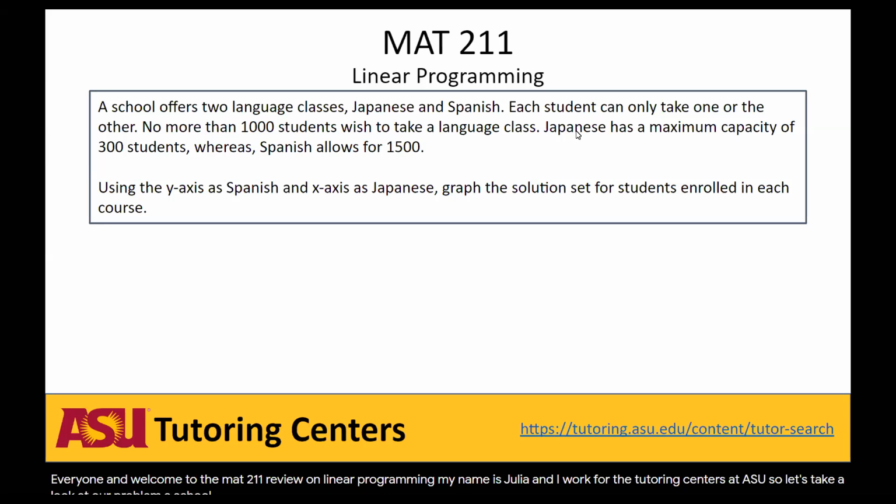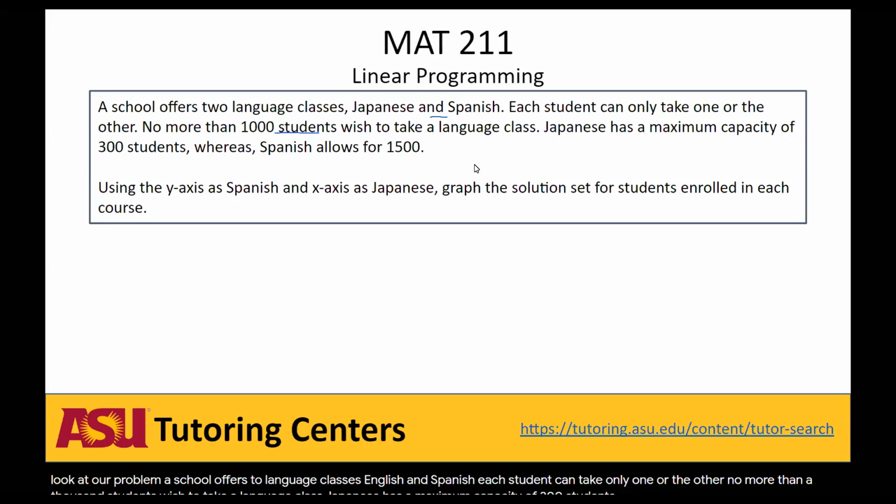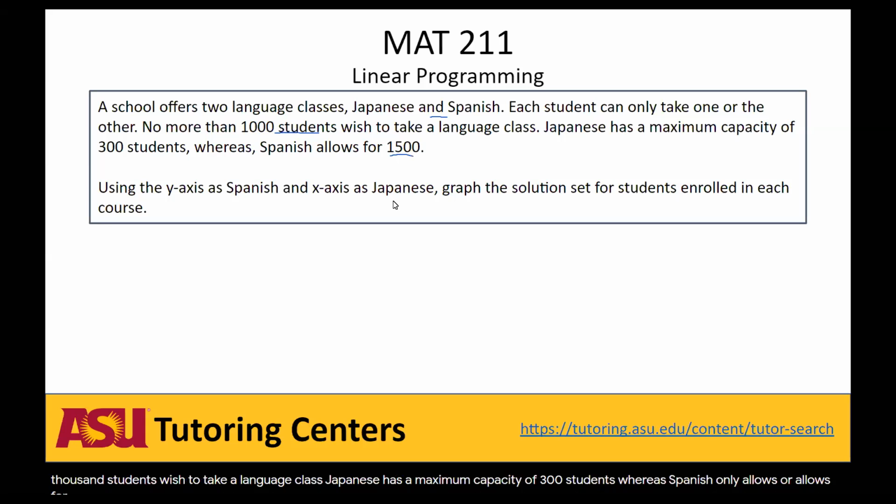A school offers two language classes, English and Spanish. Each student can take only one or the other. No more than 1,000 students wish to take a language class. Japanese has a maximum capacity of 300 students, whereas Spanish only allows for 1,500 students. Use the y-axis as Spanish and the x-axis as Japanese. Graph the solution set for students enrolled in each course.